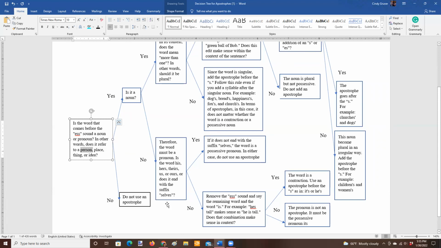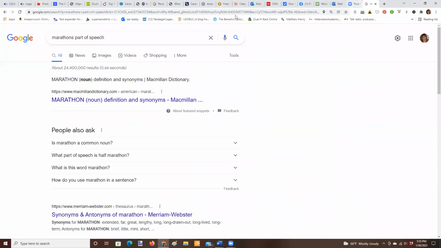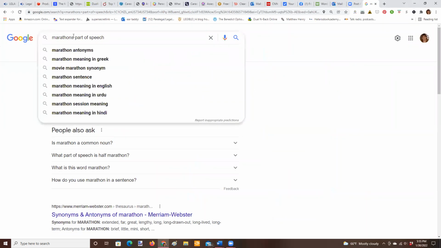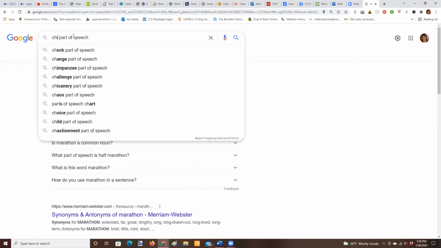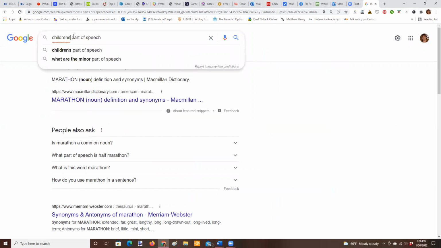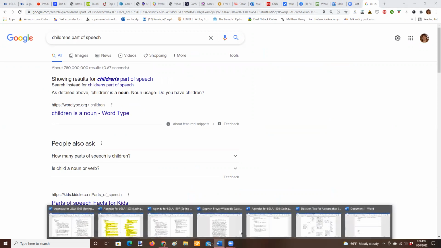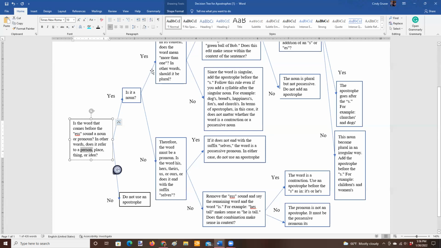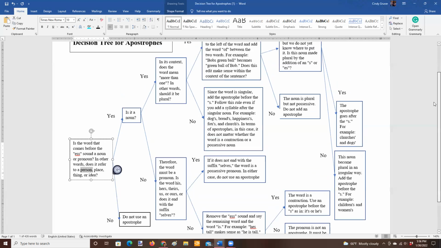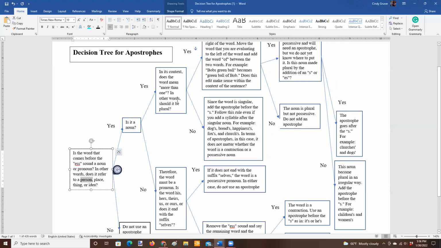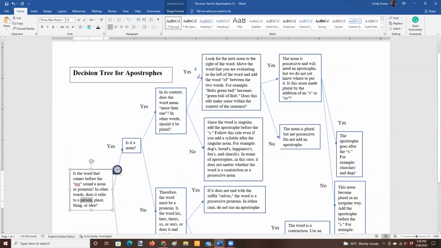Again, we could type that in. Let's just do it just so we can be complete. So children's. Children is a noun. Okay, good to know. So we're going to keep on going up here. In this context, does the word mean more than one? Sure does. Children means more than one because of child if there's just one, children if it's more than one. So we're going to keep on going to yes.